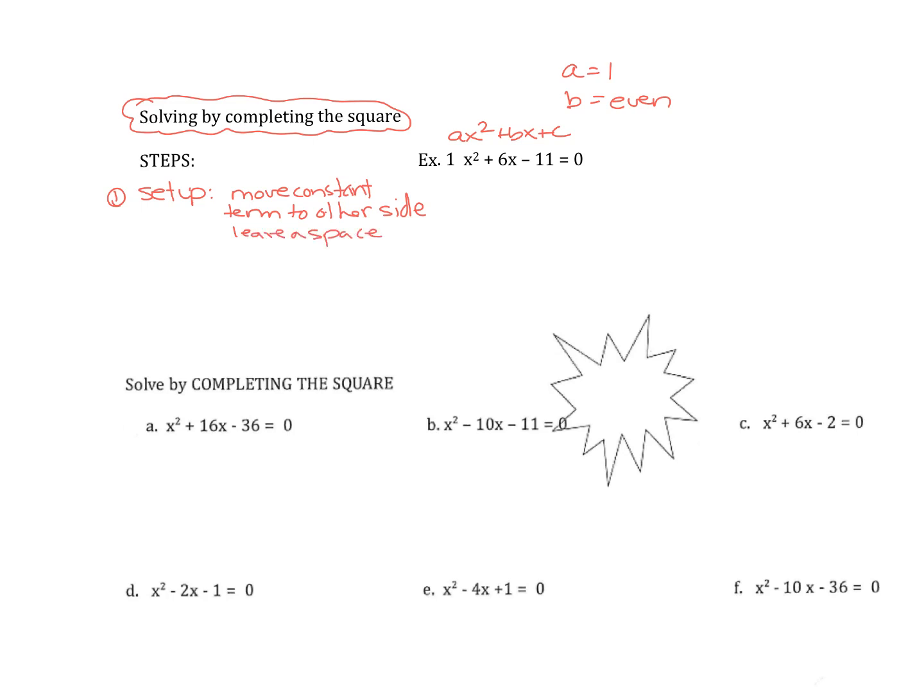So what does that look like? Well, in this problem, the 11 is my constant term. So I'm going to add 11 to both sides. And I'm going to write x squared plus 6x, leave a space, equals my 11. And we can leave a space after that as well.